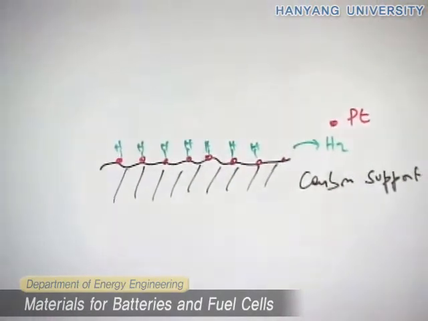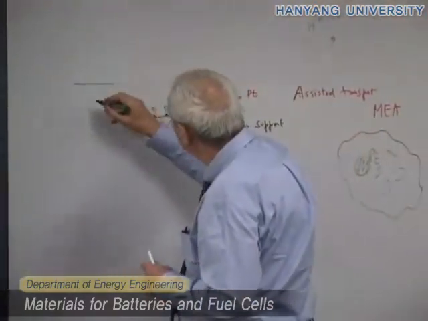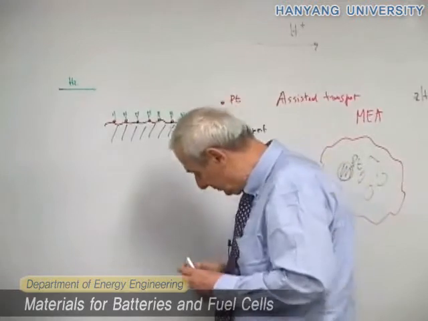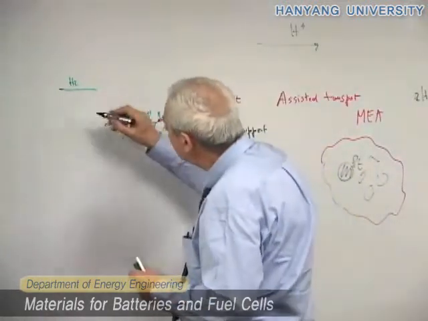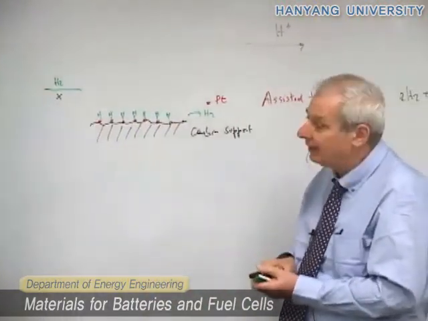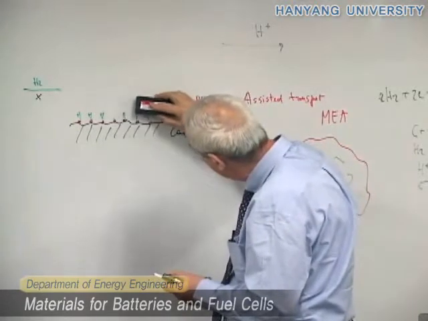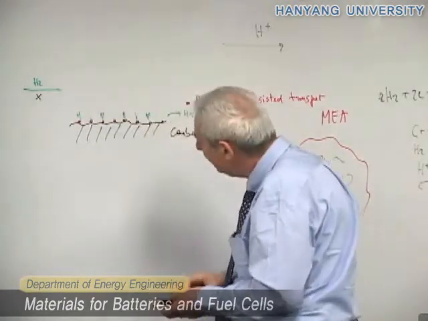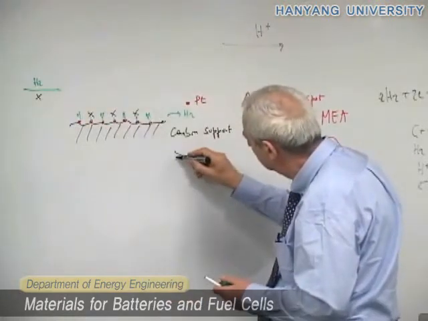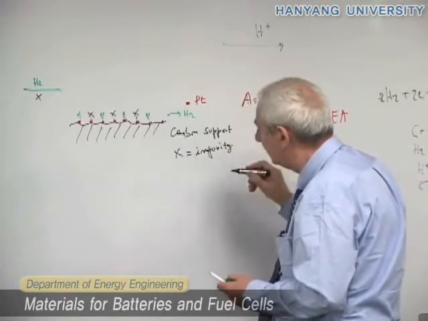However, suppose that instead of having pure hydrogen, we may have hydrogen with something else. For instance, let's call it something else, X, okay? Now, suppose that this X has affinity with the catalyst. We will have that at this point, instead of having absorption of hydrogen, you have absorption of this X. Impurity. Okay?